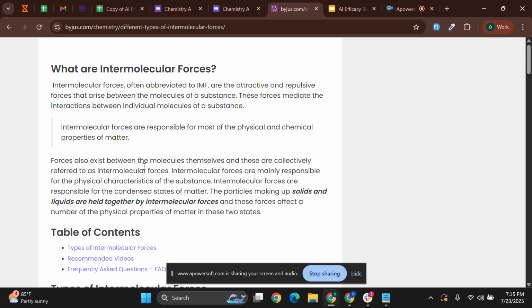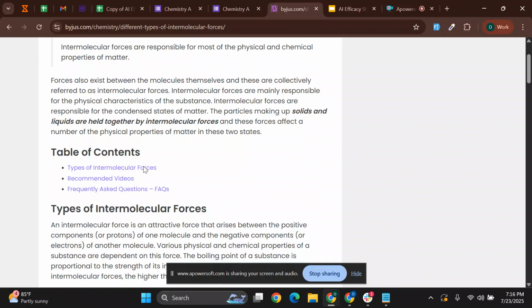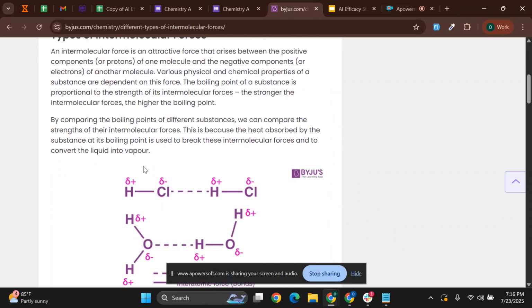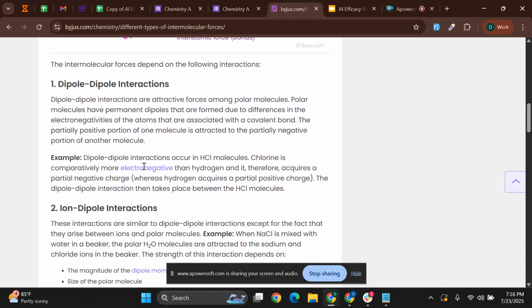Forces also exist between the molecules themselves, and these are collectively referred to as intermolecular forces. Intermolecular forces are mainly responsible for the physical characteristics of the substance. They are responsible for the condensed states of matter. The particles making up solids and liquids are held together by intermolecular forces, and these forces affect a number of physical properties of matter in these two states. Types of intermolecular forces: dipole-dipole interaction.